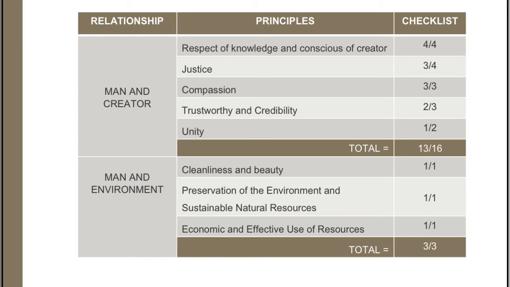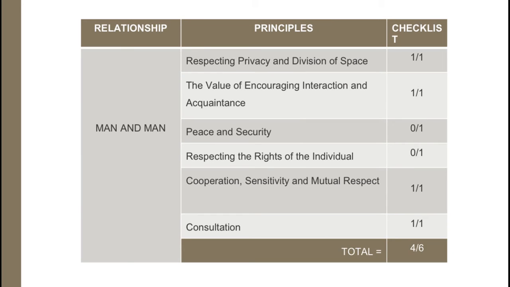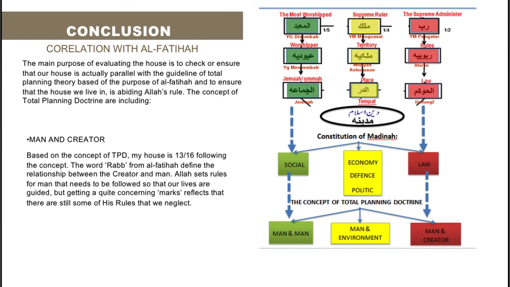For the relationship between man and the creator, my house got 13/16. For man and environment, my house got 3/3. And for man and man, we got 4/6. The main purpose of evaluating the house is to check and ensure that our house is actually parallel with the guideline of total planning theory based on the purpose of Al-Fatihah, and to ensure that the house we live in abides by Allah's rule and the concept of the total planning doctrine, TPD, including the man and creator relationship.